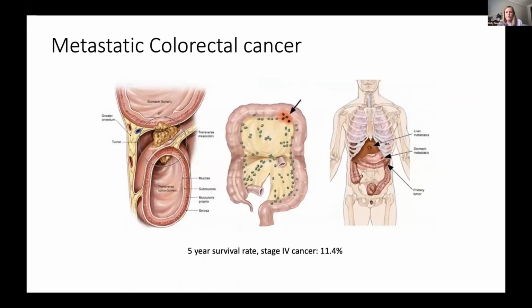And most of the mortalities from colorectal cancer are from metastasis to distant organs. So this is where the primary tumour grows, spreads usually via lymph nodes to distant organs. And the 5-year survival rate for that is really concerningly low at just 11.4%.